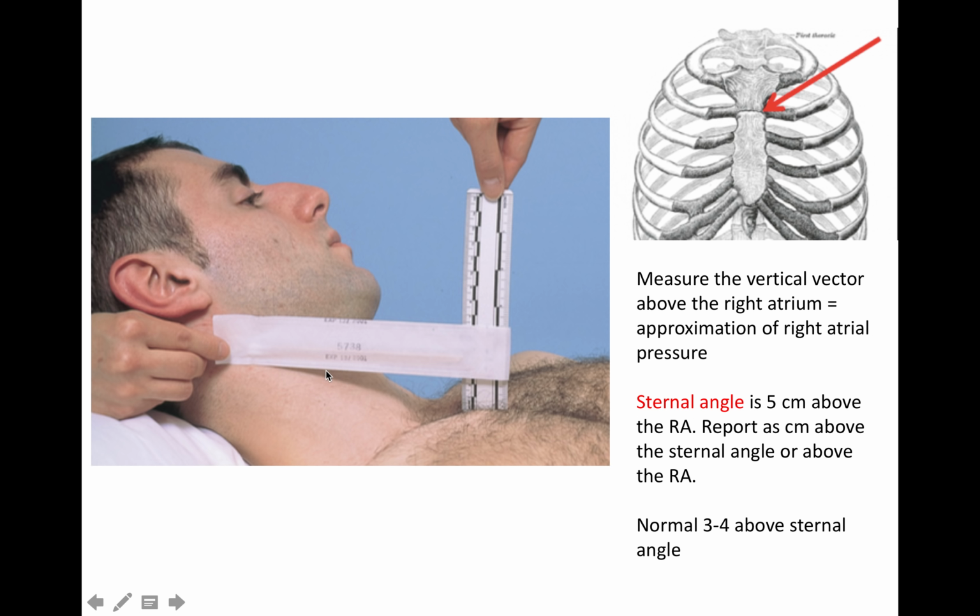And if this is 5 centimeters above the right atrium, and let's say you see IJ pulsations right here, you're going to measure not this distance, not that distance. You're going to measure this distance. How many centimeters above the sternal angle are the pulsations? And you can report that as centimeters above the RA. You can also report it as centimeters above the sternal angle. Either one works. Okay? I hope that makes sense. We've gone over that a couple times, and that is going to be so useful for you clinically. That's why I want you to learn this and just commit this to your memory.